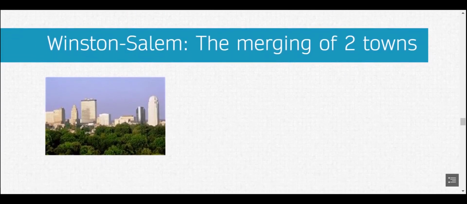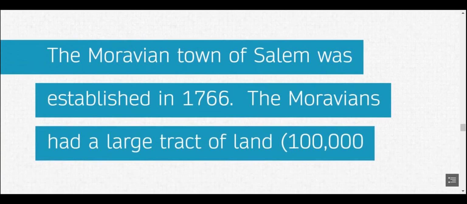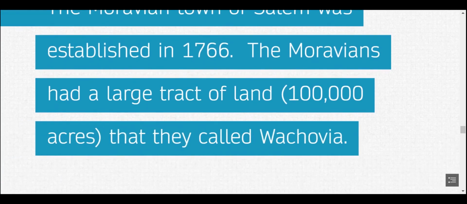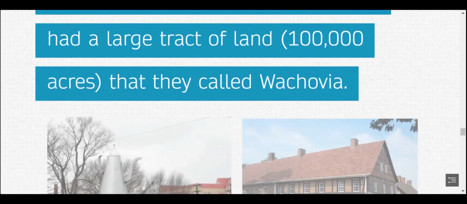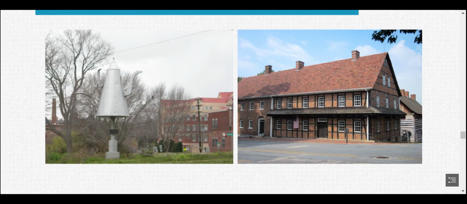Now let's talk about Winston-Salem. That's right, the neighbor just to the west of Greensboro. The story of Winston-Salem is really about the merging of two towns. You may remember when we were talking about the settlers that came to the Piedmont region, we talked about the Moravians. The Moravian town of Salem was established in 1766. And the Moravians had a large tract of land, 100,000 acres, that they called Wachovia. Here's a picture of Old Salem, some of the landmarks there, including the Single Brothers house.